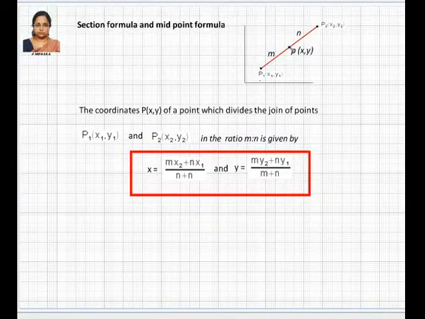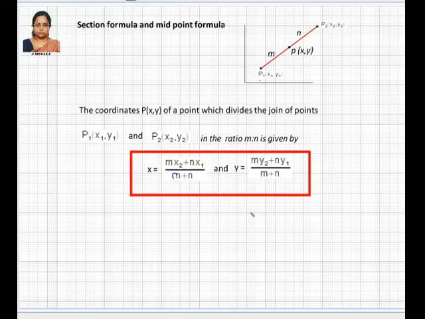So the point P, if you have to find it out, you just have to consider the two ratios given here. This is the formula: m into x2 plus n into x1 divided by m plus n. So this is m actually. Similarly for y also, you're going to consider the same way: m into y2 plus n into y1 divided by m plus n. So this is the formula. Wherever the point is, you can find out this value.